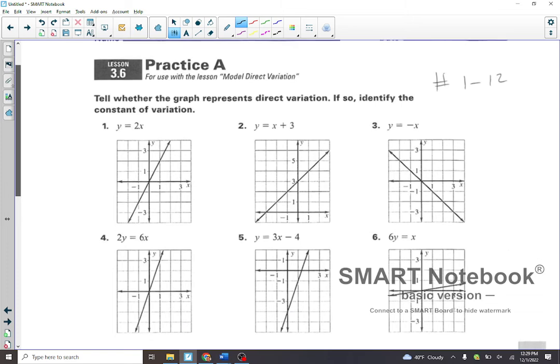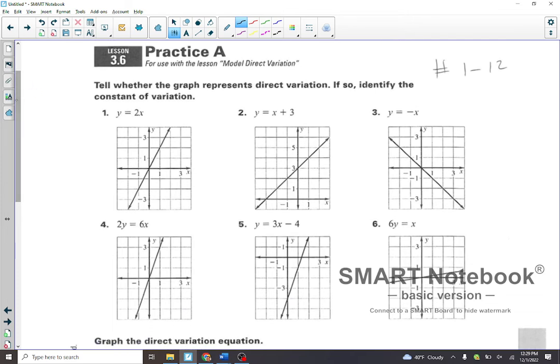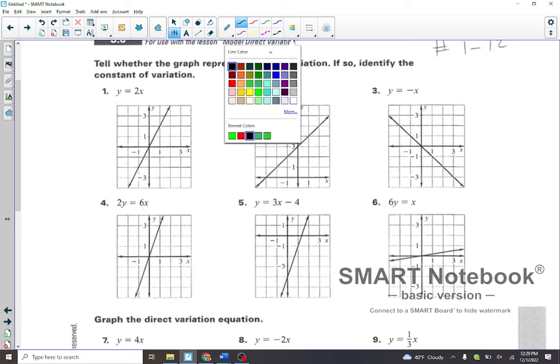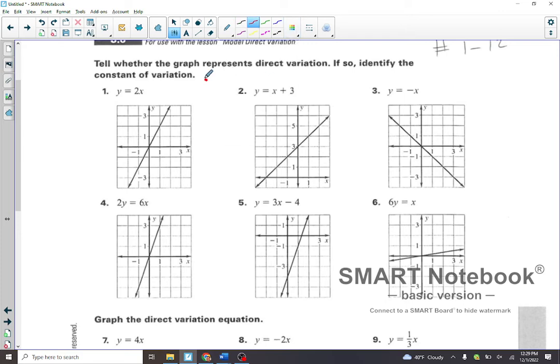All right. 3.6. Direct variation. To tell something is a direct variation, it should be y equals kx.